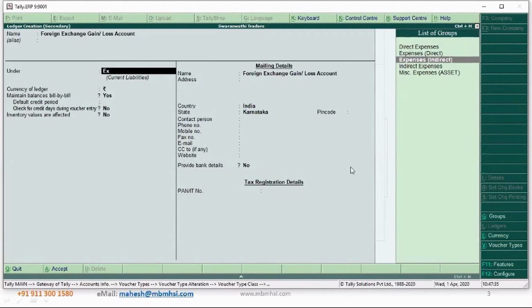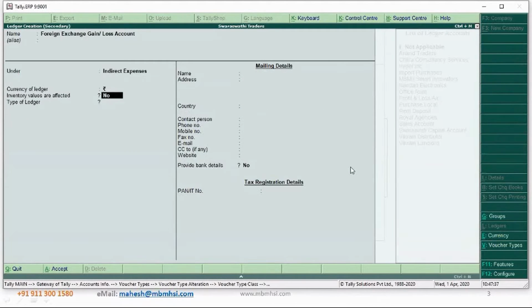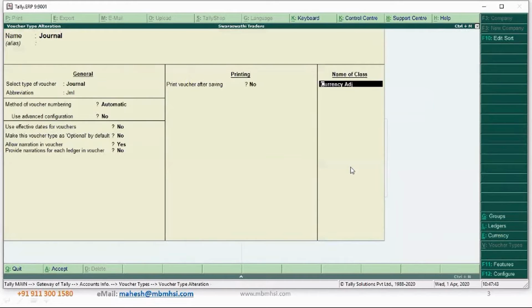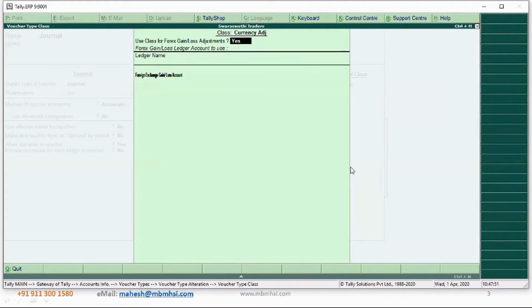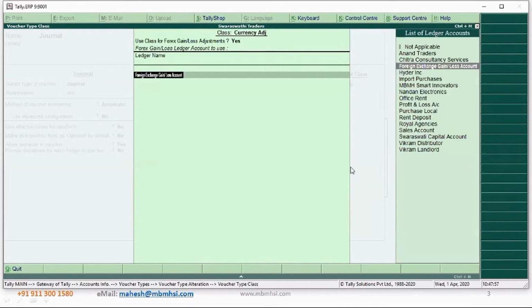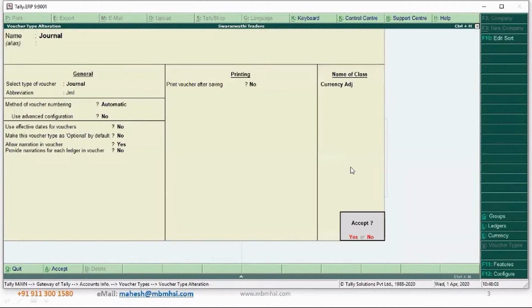grouping under indirect expenses. So go to the journal voucher alteration screen, create one new class called currency adjustment or foreign exchange gain or loss, enable use class for forex gain or loss adjustment, and select the ledger as foreign exchange gain or loss account. Save this.